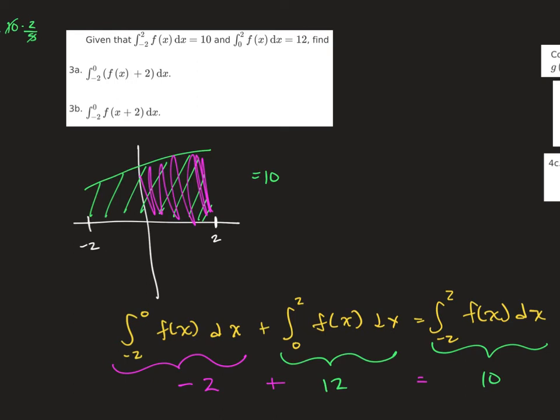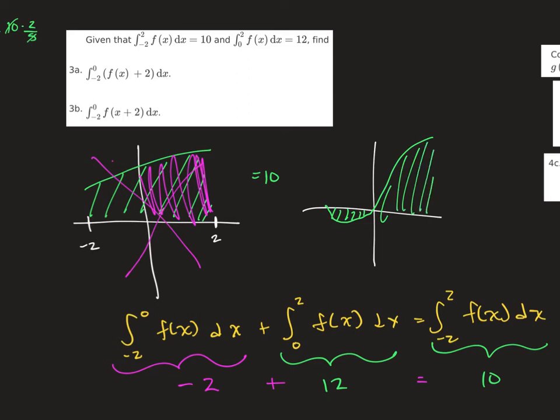So the function itself probably looks a lot less like this, so this is probably a bad picture, and it's going to end up looking a lot more like some negative area and then a bunch of positive area, maybe like that. It doesn't have to be exactly like this, obviously, but if this is negative 2 and this is 2, something similar to that. Okay, and that actually answers our first question, which is the integral from negative 2 to 0. What is that? That is equal to negative 2.